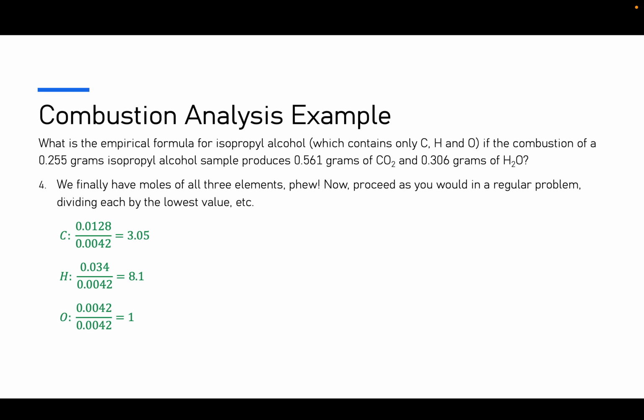We're going to find the smallest one and divide by that to find ratios. You'll notice that in this case, we are within 0.1 of each. We're pretty close, so we can consider those rounding errors. And then we have our whole number subscripts.